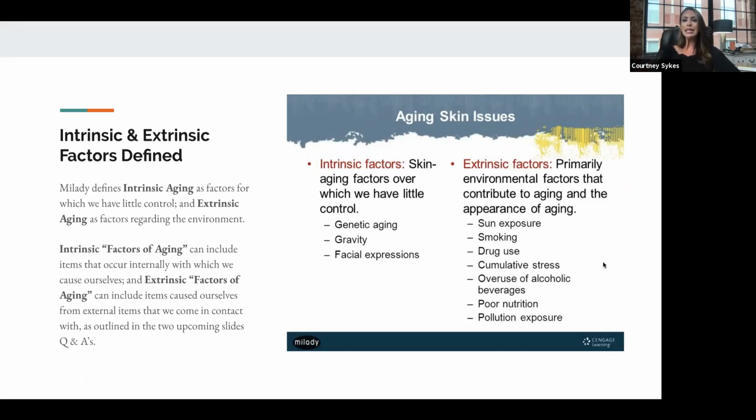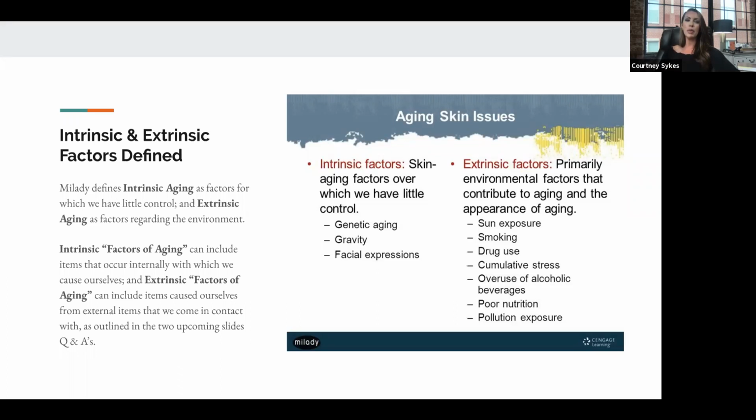Then extrinsic factors are primarily environmental factors that contribute to aging and the appearance of aging. So sun exposure is always number 1. Smoking is horrible for you guys. Listen, I remember doing that when I was a teenager, and I get it, but listen, stop it. As an adult, I think it smells terrible. In fact, if I ever go into a spa and my practitioner smells like cigarette smoke, that's not good.